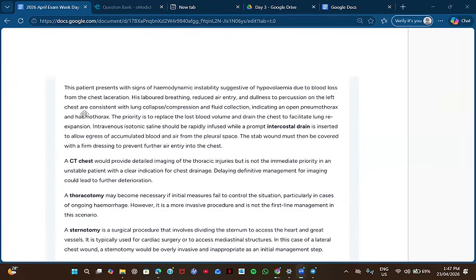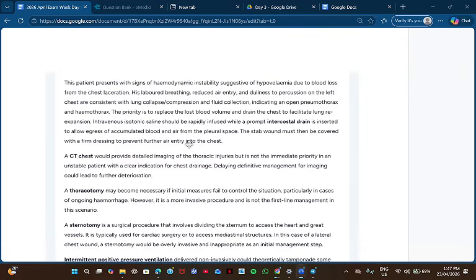Here, the patient presents with signs of hemodynamic instability suggestive of hypovolemia due to blood loss from the chest laceration. His labored breathing, reduced air entry, and dullness to percussion on the left chest are consistent with lung collapse, compression, and fluid collection, indicating open pneumothorax and hemothorax. The priority is to replace the blood loss and drain the chest to facilitate lung re-expansion. Intravenous isotonic saline should be rapidly infused while a prompt intercostal drain is inserted to allow egress of accumulated blood and air from the pleural space, right?